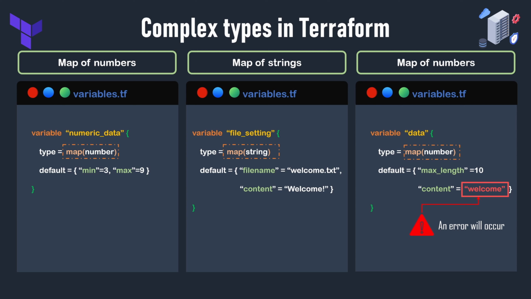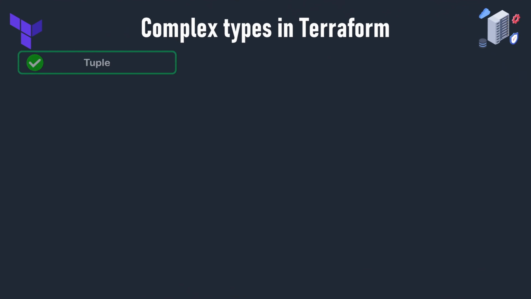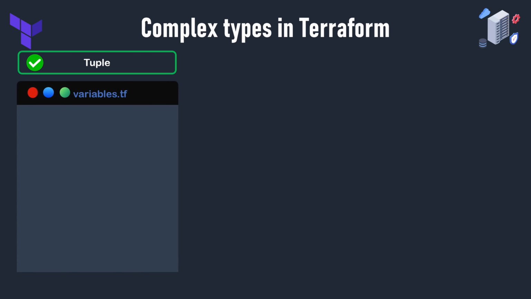We will see now how to work with tuples in Terraform. A tuple is an ordered collection of elements similar to a list. Here is an example of a tuple declared in Terraform. Values that match the tuple type must have a number of elements equal to the number of types mentioned between the square brackets when declaring the tuple.